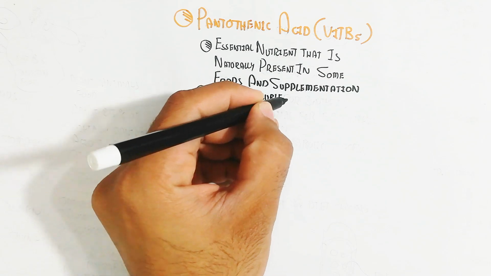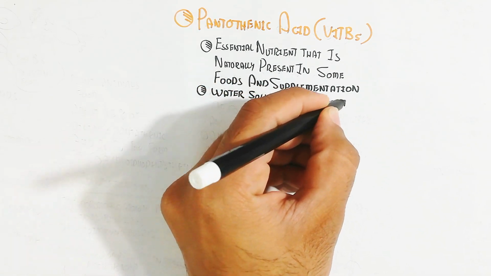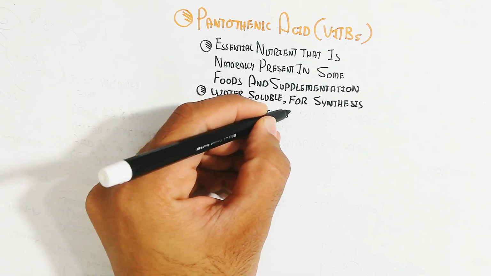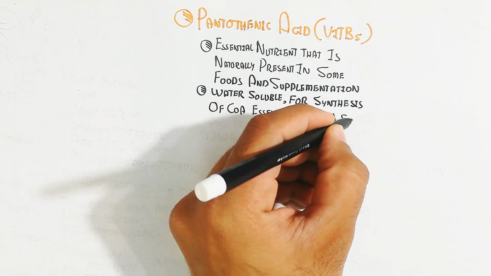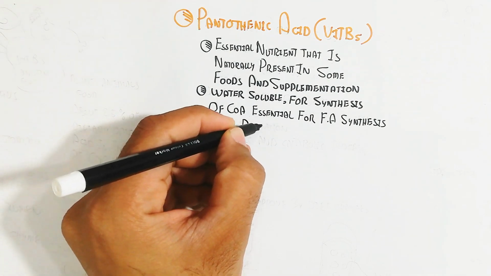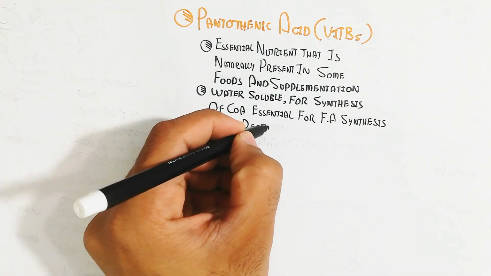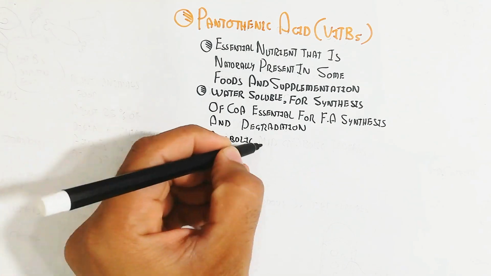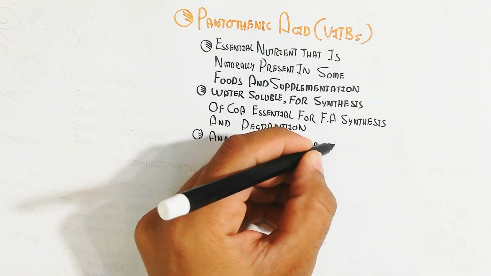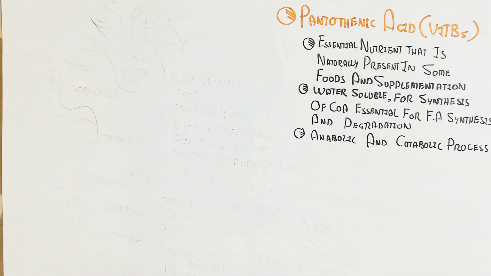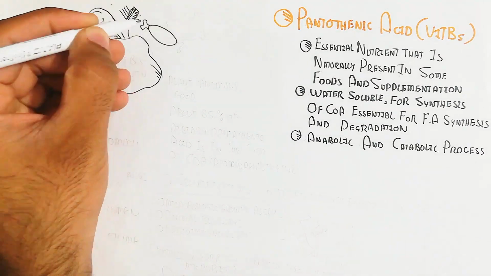It is water soluble and is needed for the synthesis of CoA. It is essential for fatty acid synthesis and degradation, and is also used in anabolic and catabolic processes. So collectively, the metabolism. In this way, pantothenic acid is important for normal metabolism in our body.